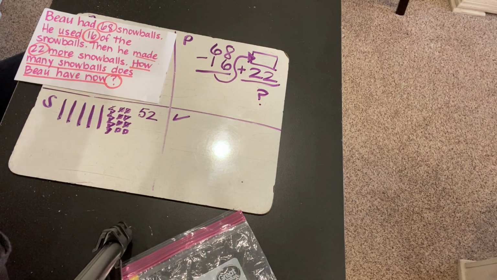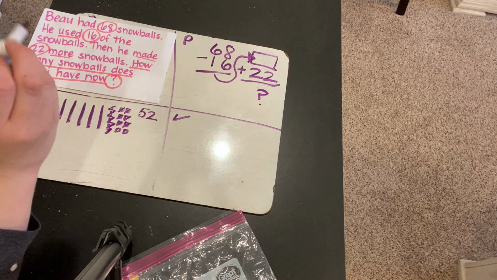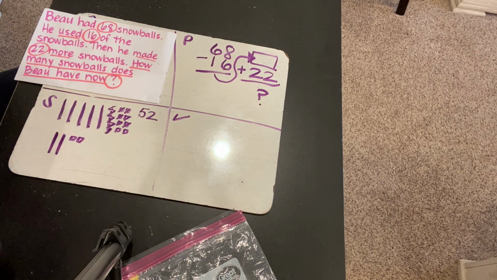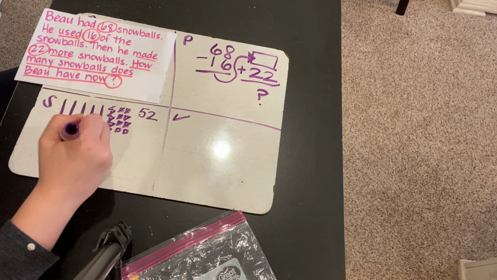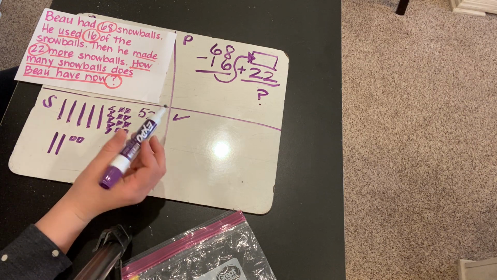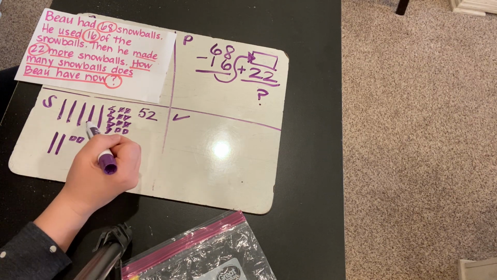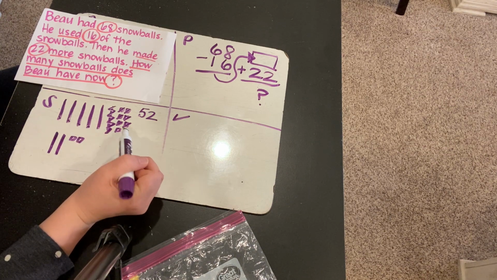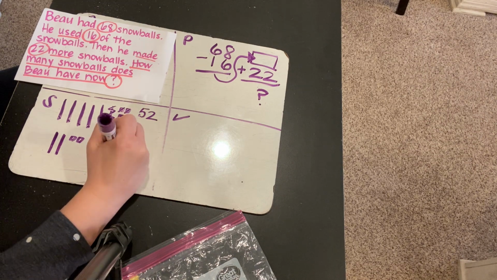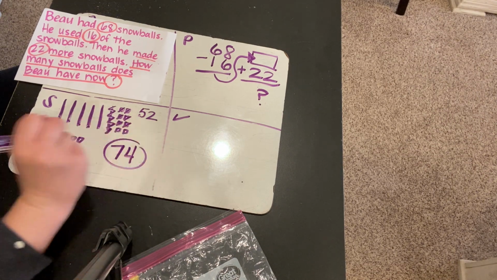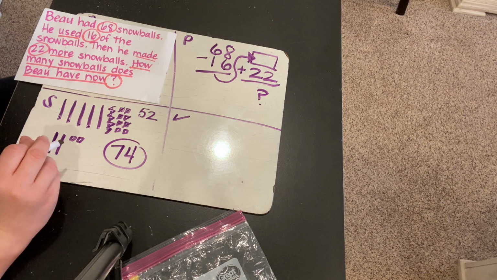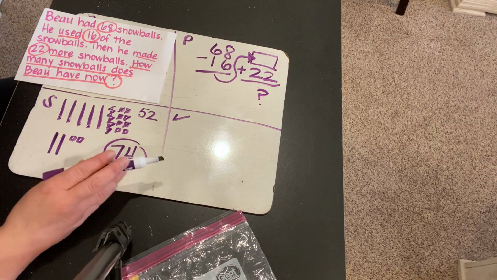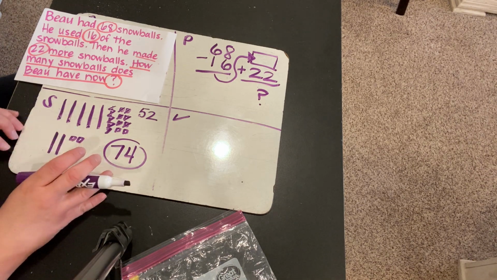And now we need to add 22 more to it. So 10, 20, 21, 22. Now what I'm going to do is count these together to see how many I have. So 10, 20, 30, 40, 50, 60, 70, 71, 72, 73, 74. Okay, so I think after all of that work with his snowballs, I think Bo now has 74. That was a lot of work though, and it's definitely important that we check it to make sure that we did everything right.